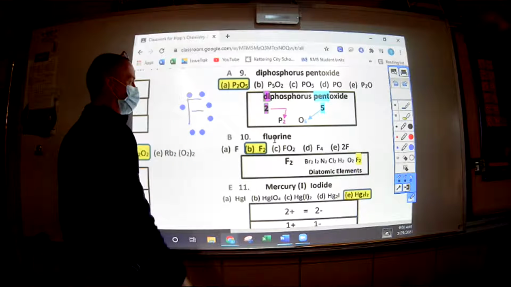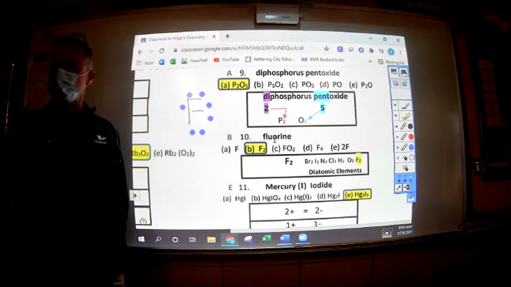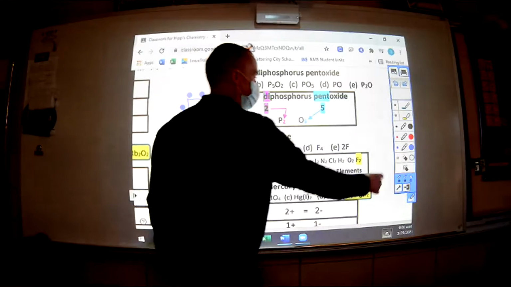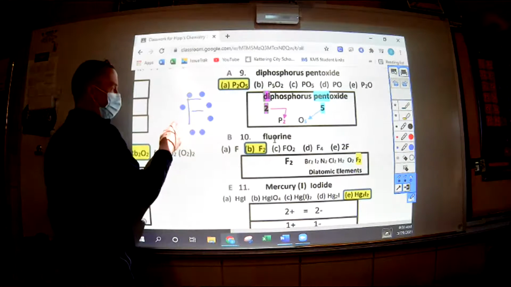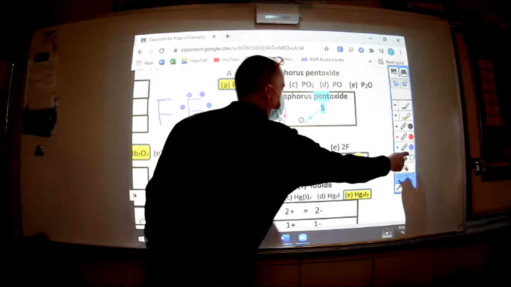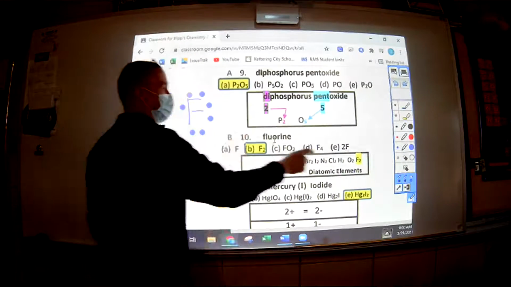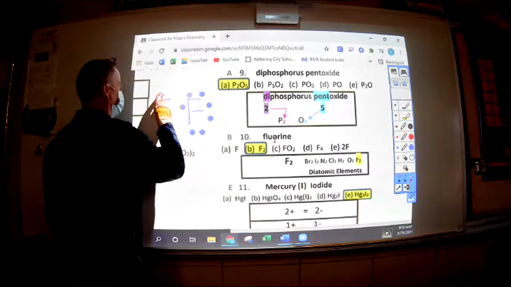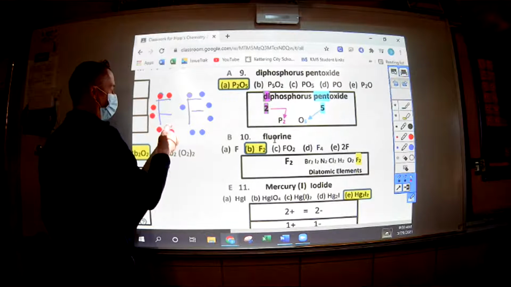There's fluorine, 7 valence electrons. What happens? That fluorine needs a what? Another electron. So if another fluorine gets near it, what will they do? I'll try to draw these electrons in a different color. 1, 2, 3, 4, 5, 6, 7.